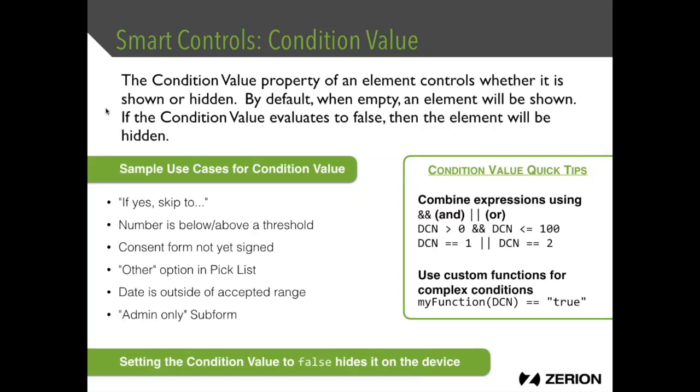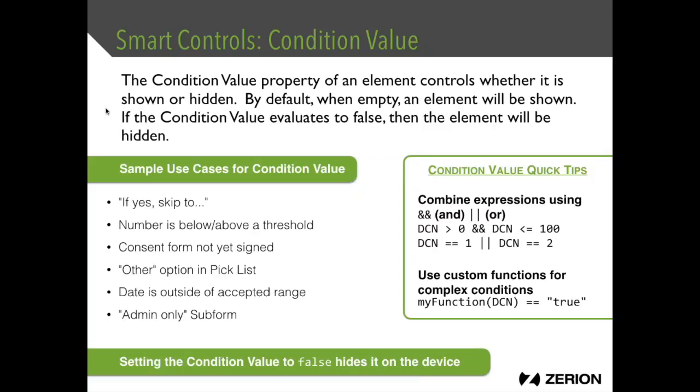Another example of when you may want to use a condition value is if a number is below or above a certain threshold. We'll see this for inspections sometimes, where if the overall rating of an inspection may be below a certain threshold, there may be additional fields to fill out. This is a good opportunity to take those fields and apply a condition value to them. So if the inspection is above that threshold, those fields are just going to be hidden, so the data collector doesn't need to worry about them.